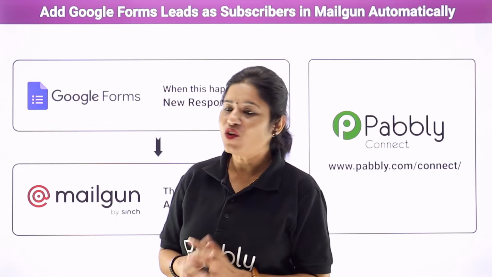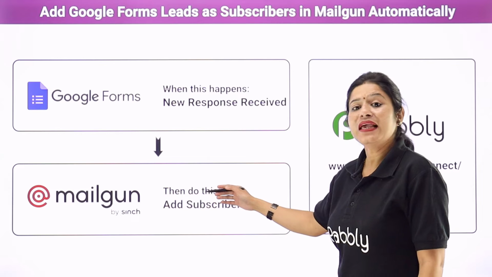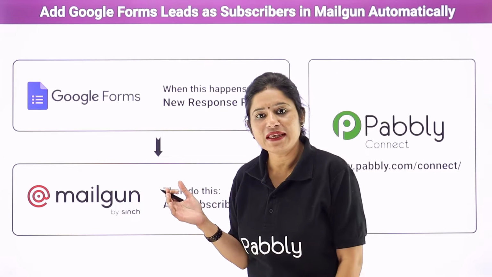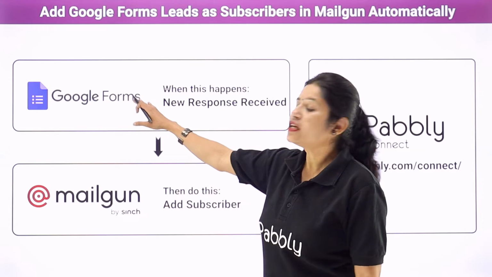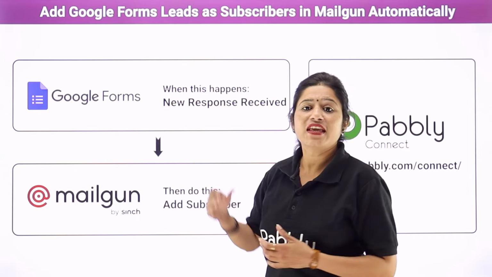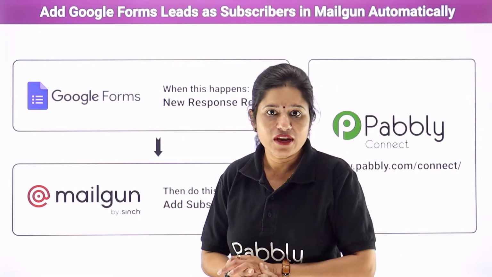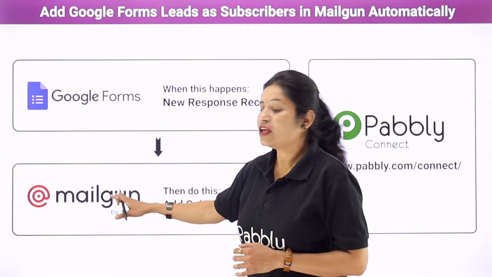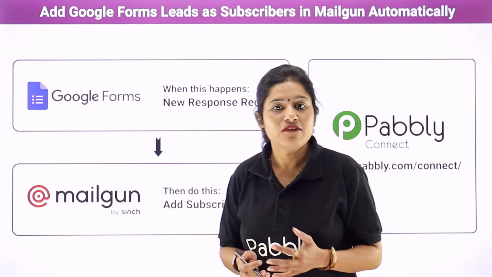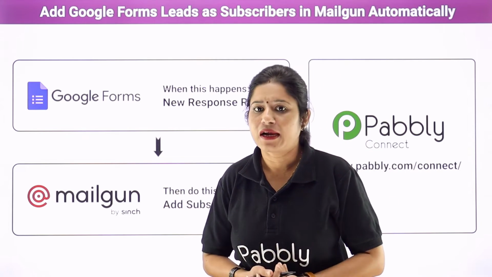So in this video we are going to learn how you can add Google Forms leads as subscribers to your Mailgun account automatically. So first let us understand what these software applications are all about. Here we are using Google Forms, which is a form building software application. So in place of Google Forms we can also use Jotform, Typeform, Paperform or any other form building software application. And the second application we are using is Mailgun, which is an email marketing platform. So in place of Mailgun, we can also use MailChimp, MailerLite, MailerCloud or any other email marketing software.